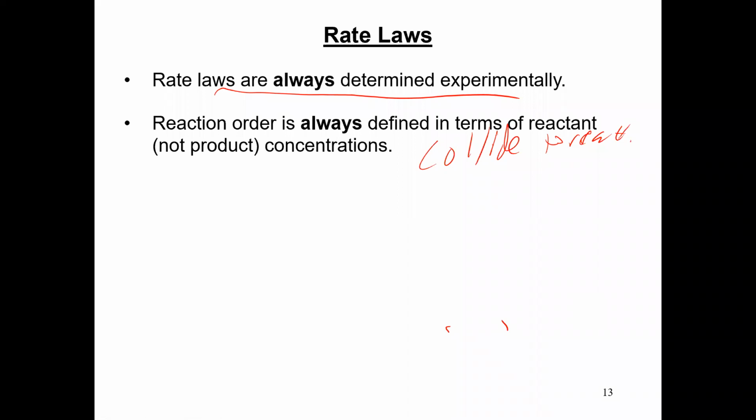The reaction order is always defined in terms of the reactant, not the product's concentrations. Okay, so basically we've got a combination of factors related to the rate as well as the reaction order.